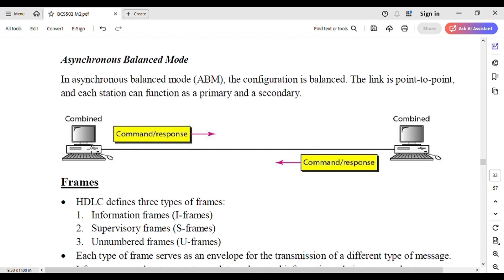Here one node or one station may act as both primary and secondary, and both stations are responsible for sending commands and receiving responses, or sending responses.